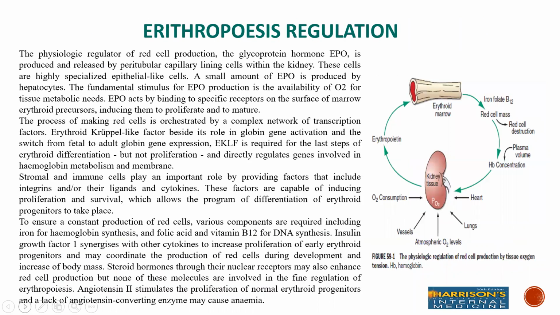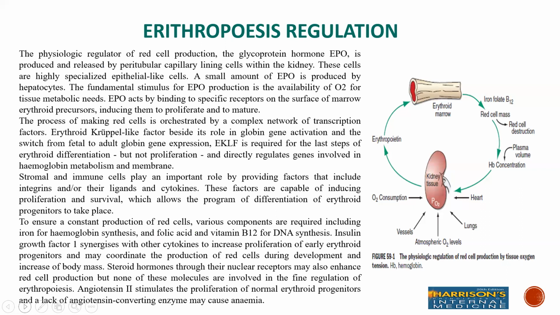The physiologic regulator of red cell production, the glycoprotein hormone erythropoietin, is produced and released by peritubular capillary lining cells within the kidney. These cells are highly specialized epithelial-like cells. A small amount of erythropoietin is produced by hepatocytes. The fundamental stimulus for erythropoietin production is the availability of oxygen for tissue metabolic needs. Erythropoietin acts by binding specific receptors on the surface of the marrow erythroid precursors, inducing them to proliferate and to mature. The process of making red cells is orchestrated by a complex network of transcription factors.